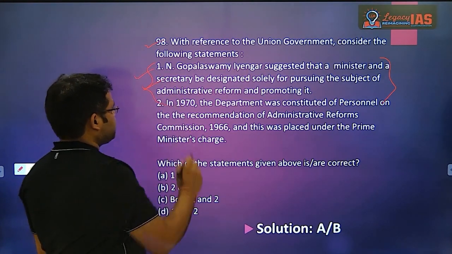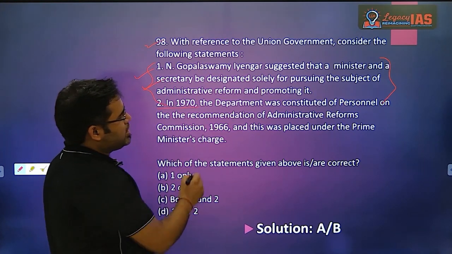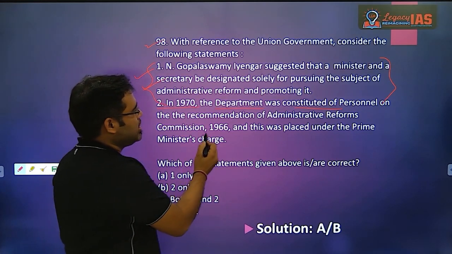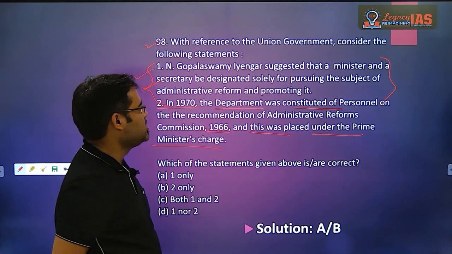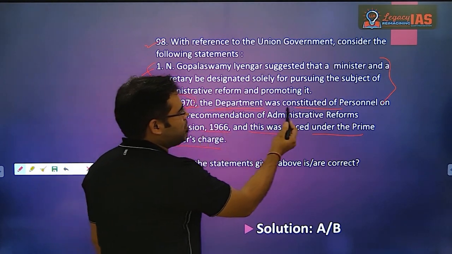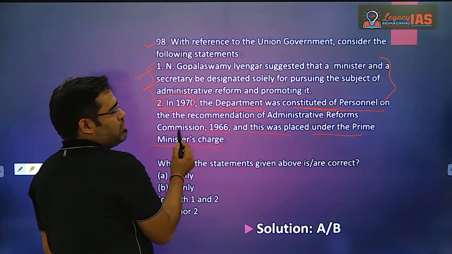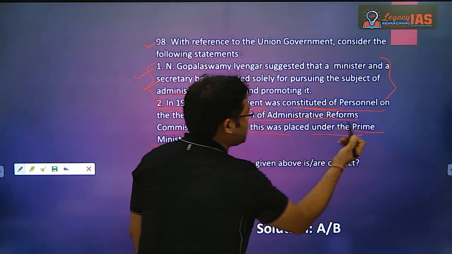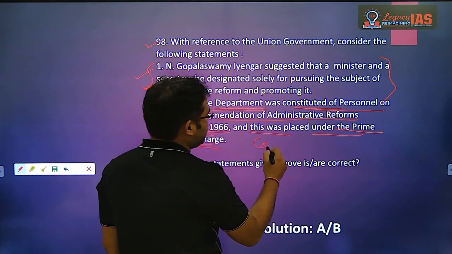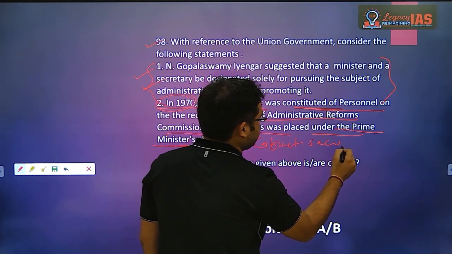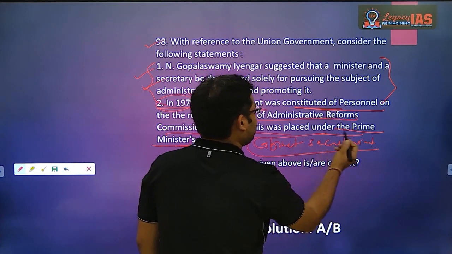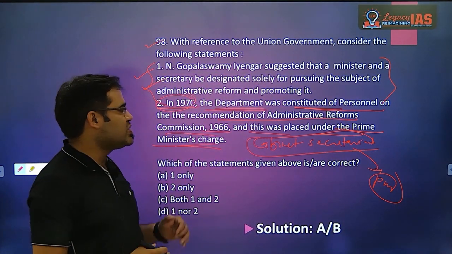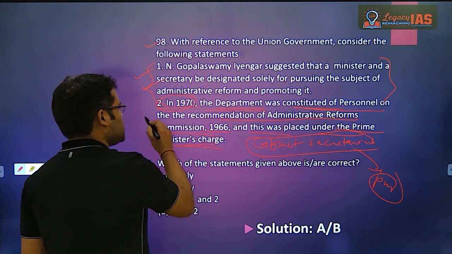So this is correct. Second, in 1970 the Department of Personnel was constituted on the recommendation of the Administrative Reforms Commission, and it was placed under the Prime Minister's charge. This line is correct: in 1970 the Department of Personnel was constituted on the recommendation of the ARC report of the 1960s. But whether it was put under the Prime Minister's charge: it was actually put under the Cabinet Secretariat at that time. So we can make an indirect conclusion that it would be under the Prime Minister's charge also. So 2 may also be correct.